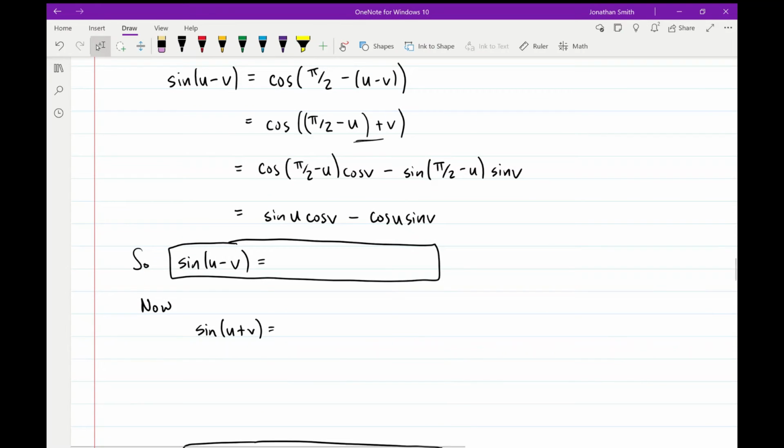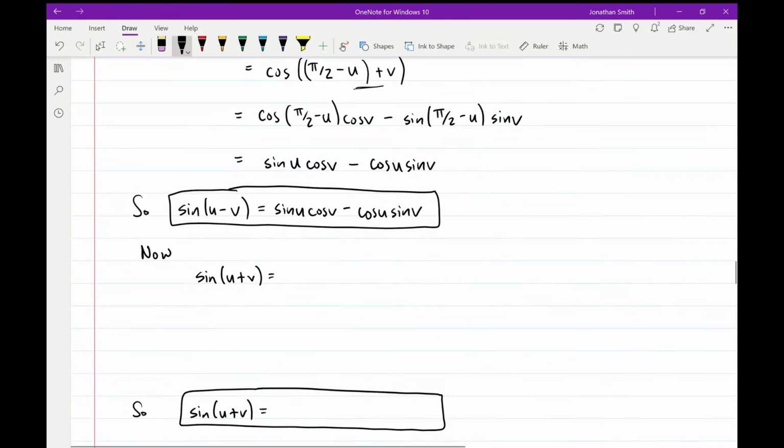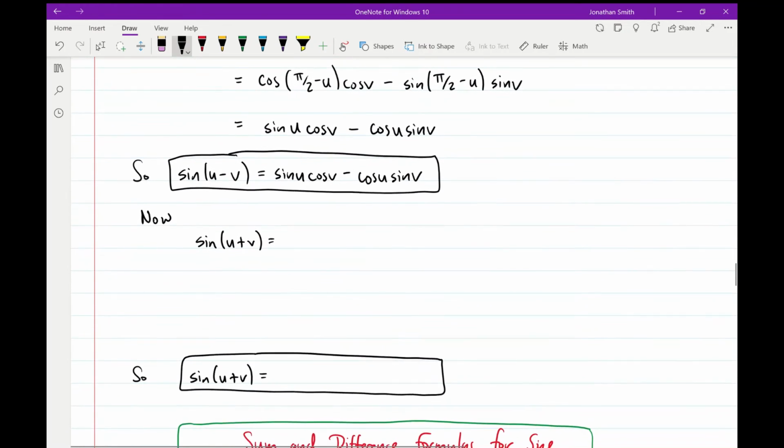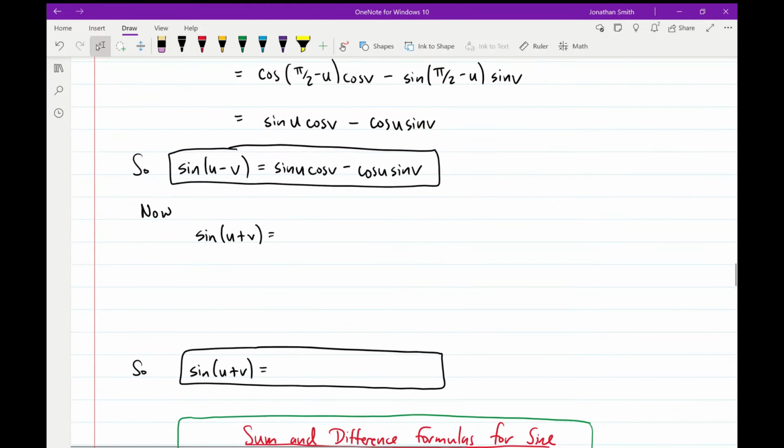So now we have a formula for sine of u minus v. So sine of u minus v is always equal to sine u times cosine v minus cosine u times sine v. So this is another formula that you should not necessarily memorize, but be familiar with and have it written down and know how to apply. So now we have sine of the difference of two angles.